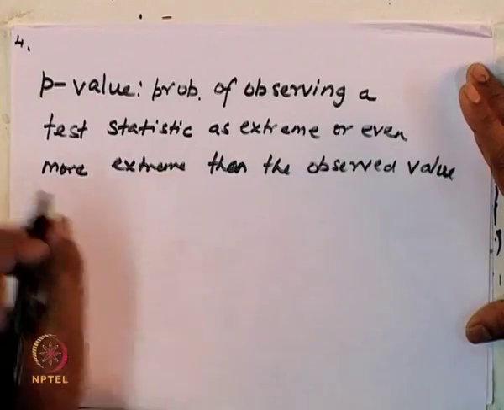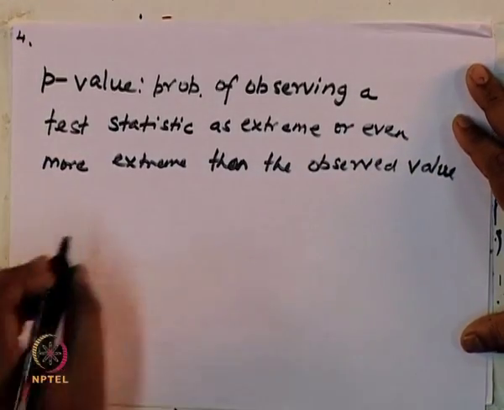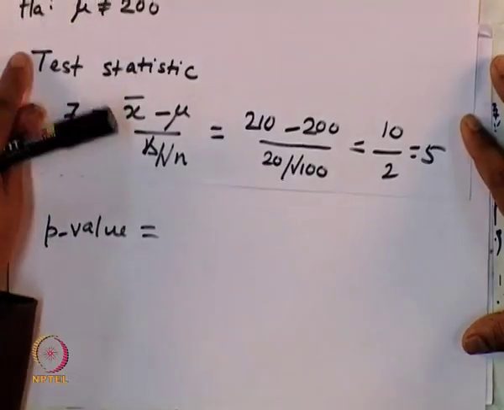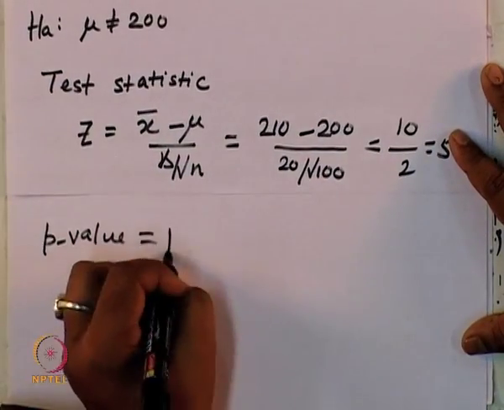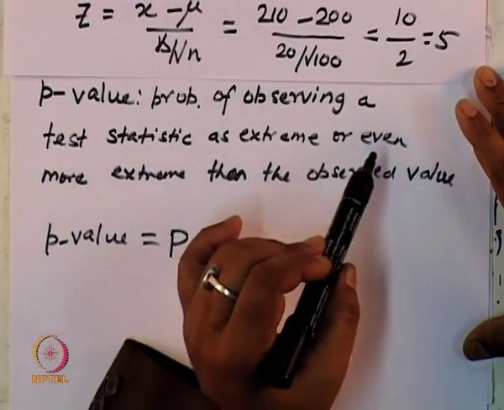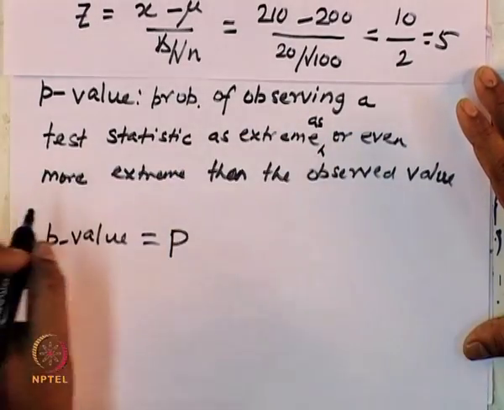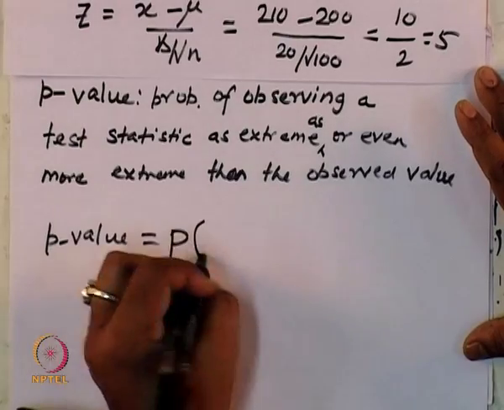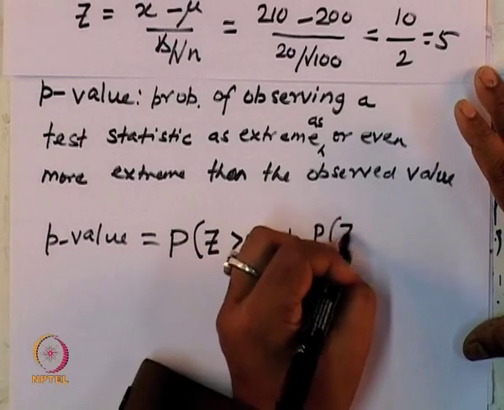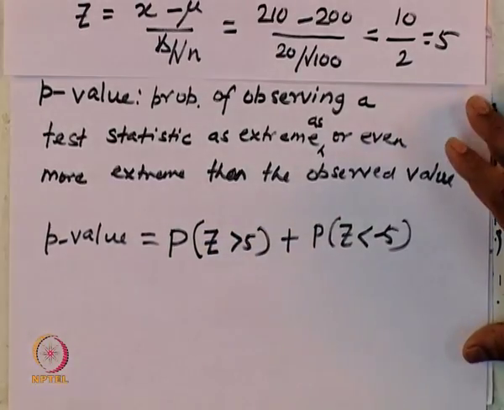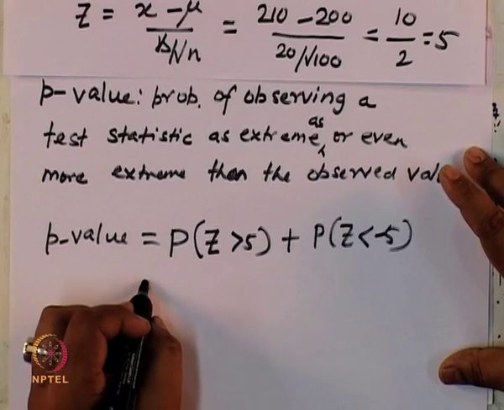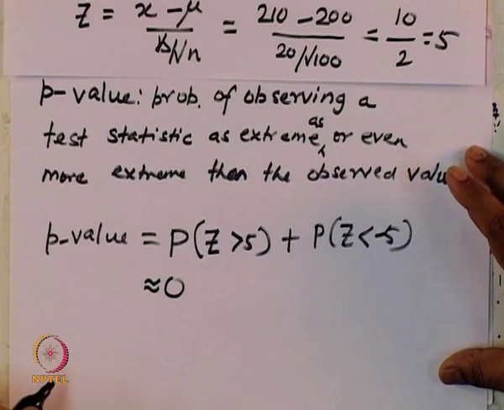So, our p value is nothing but a probability. I can calculate the p value as per this definition. In the above case I had obtained z equal to 5. So, my p value then becomes the probability of observing a test statistic as extreme as or even more extreme than the observed value. So, p value is the probability of z greater than 5 or the probability of z less than minus 5. For 5 standard deviations away, this value will be negligible. So, for all practical purposes the p value is very close to 0.